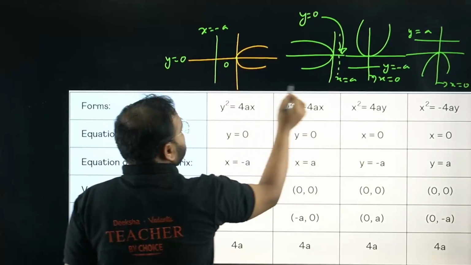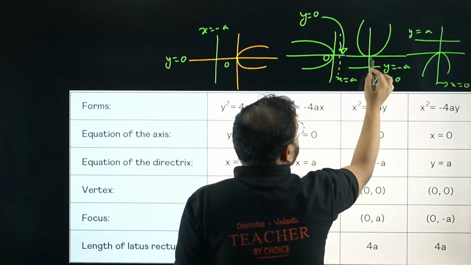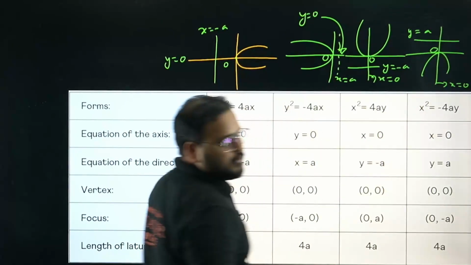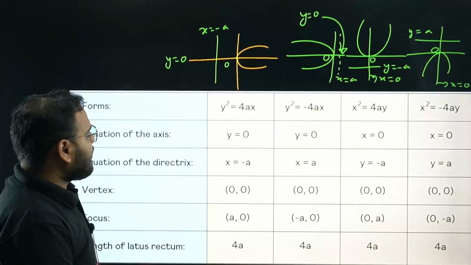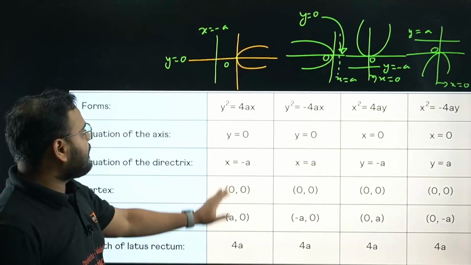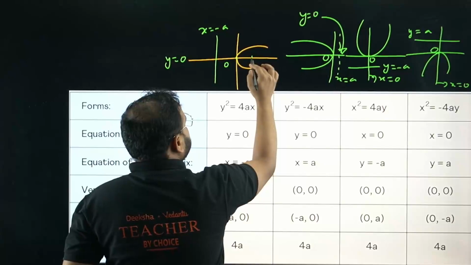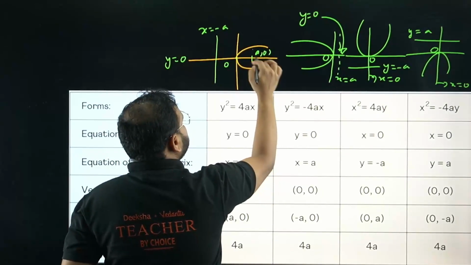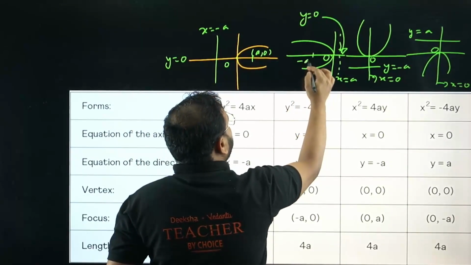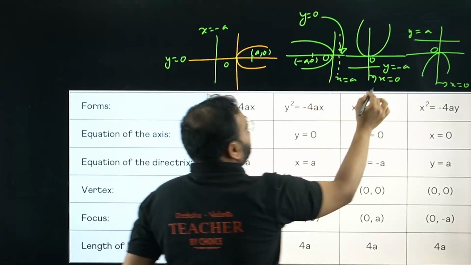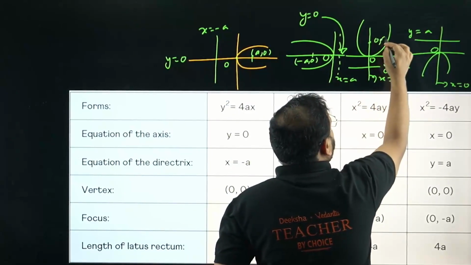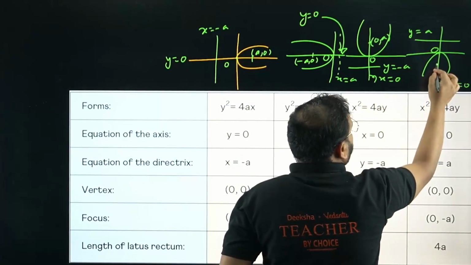So we write here origin. Here also origin, and origin. Here also origin. All vertex is origin only. Focus will be, over here. Please check. What is the point called as? Focus. So a comma 0 will become, in this case, minus a comma 0. Over here you'll have this as 0 comma a, and this will become 0 comma minus a.